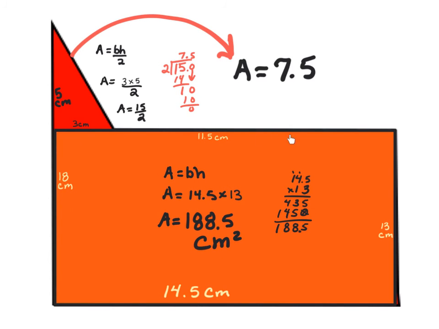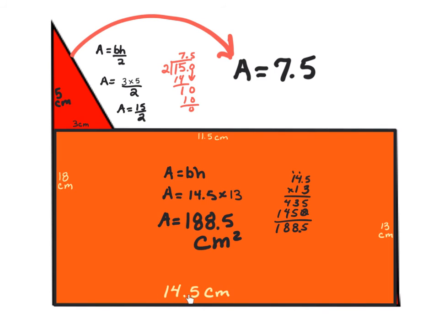Alrighty, now that I know all my measurements for this rectangle and for this triangle right here, I'm ready to write my formulas, plug in the numbers, and solve for the area of these 2 polygons, and then I'll have to simply add them together. So let's start with this rectangle right here. I did area equals base times height. Now my base is right here.